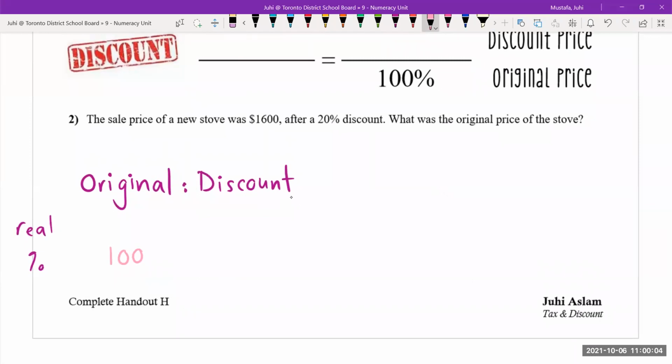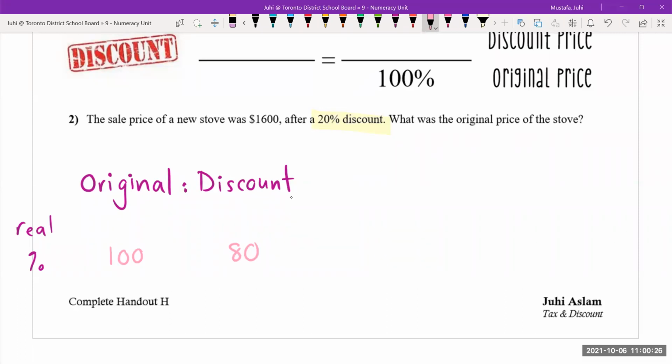Okay, now think about this. If you're getting a 20% discount, how much are you actually paying for your item, Nicole? You're only paying 80%. So I'm going to say that our discounted price is going to be only 80% of the original. If you were to write 20%, that's fine.